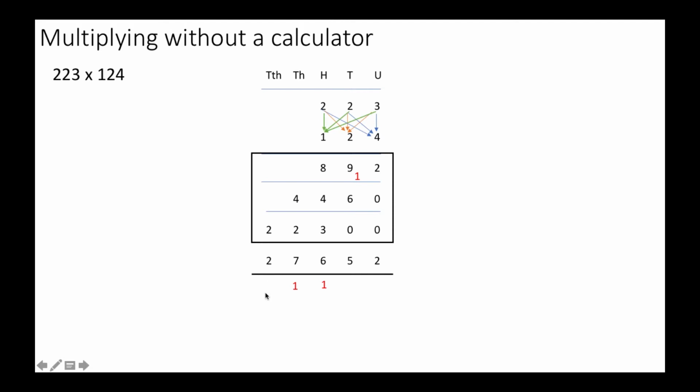So as you can see again, exactly the same answer as before, 27,652. And I've written it here with the comma in as before. Okay, so we've done with the multiplication. It's now time to move on to the division.